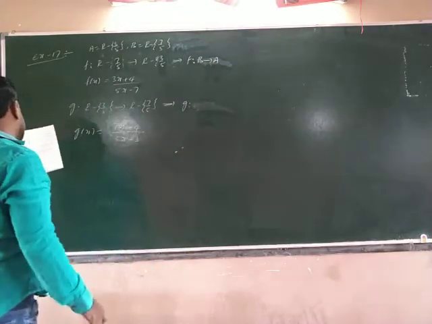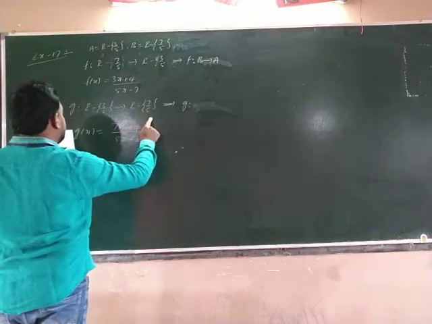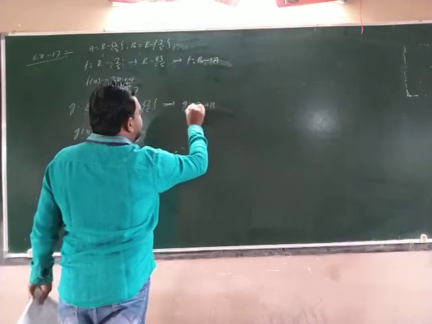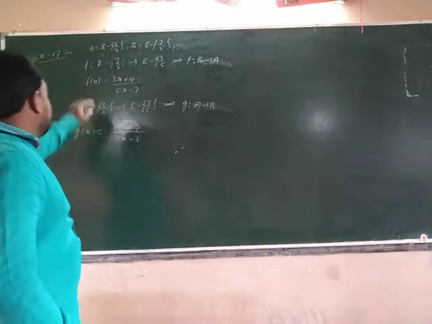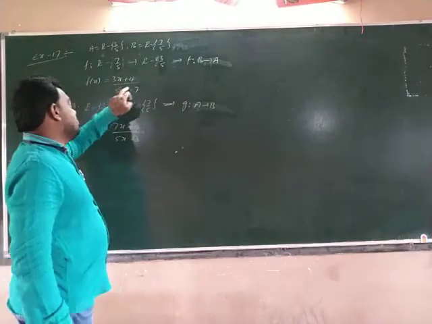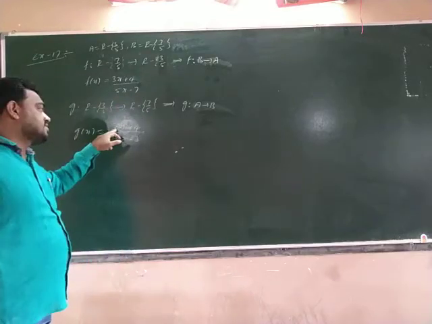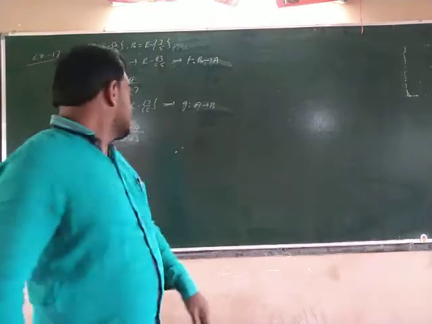Here g is a mapping from R minus {3/5} to R minus {7/5}, which means it is a mapping from A to B. And f and g are defined as f of x equal to (3x plus 4) by (5x minus 7), and g of x is equal to (7x plus 4) by (5x minus 3).